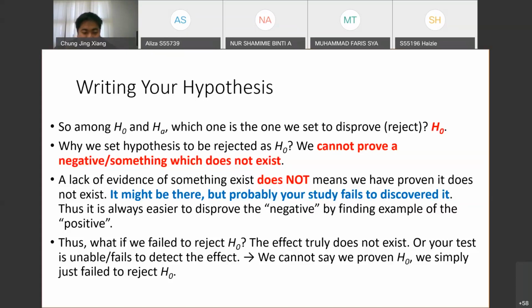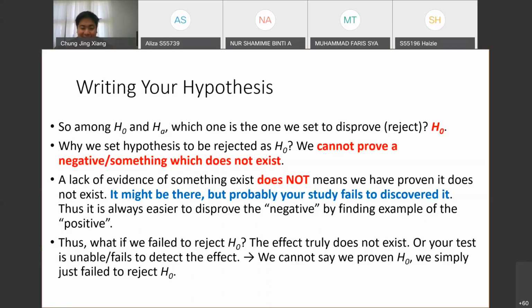You can catch it. If we try to prove something does not exist and we don't have the evidence, it does not mean it is not there. It might be there, but your study fails to discover it. For example, people say a certain species of animal is already extinct, no longer there. Then suddenly, a few years later, they discover this species is still available. So it's very, very difficult to prove something does not exist.